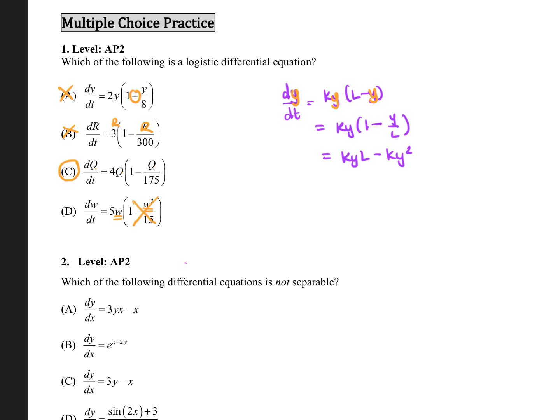Now remember, with logistics, we also know a lot of things about it. This L right here is the carrying capacity. If you look at the general graph, the carrying capacity is what it's heading to. At half the carrying capacity, it changes concavity. So if you start below half the carrying capacity, it increases and is concave up, and then increases and is concave down. If you start above half the carrying capacity, it's increasing but concave down. If you start above the carrying capacity, then it's going to decrease and it's concave up.